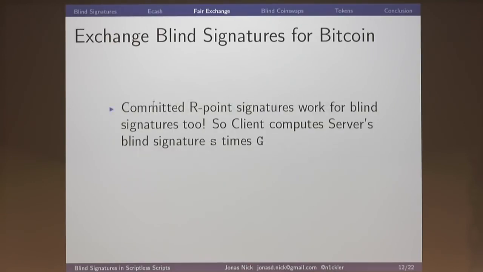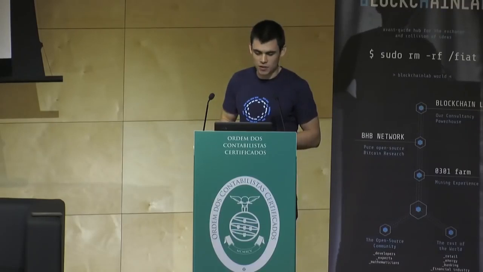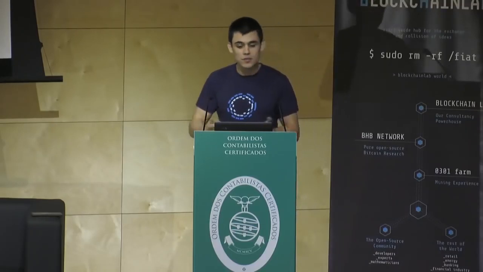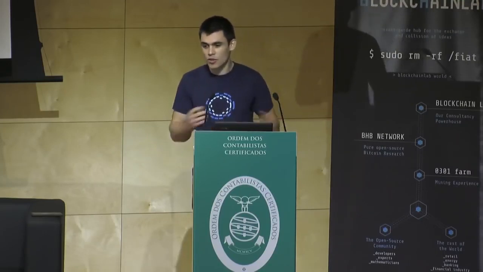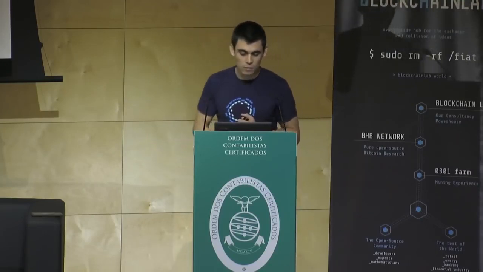And these committed R-point signatures don't only work for regular signatures, they also work for blind Schnorr signatures. So the client can compute the server's blind signature S times G, and then can just buy the discrete logarithm of this thing with bitcoins either on-chain or off-chain using the above techniques.